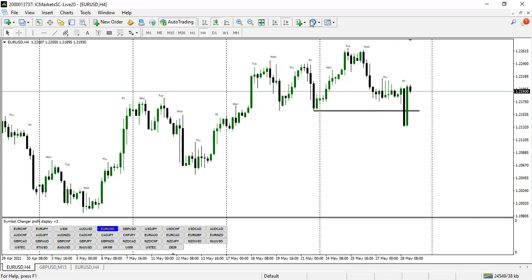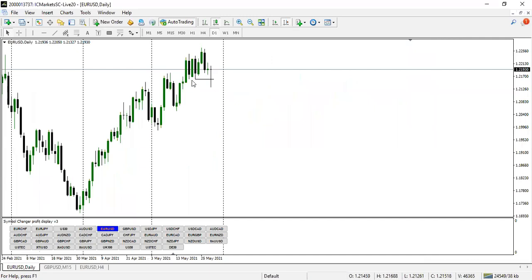So I'm really expecting this pair to go higher. Now on the daily, price is still accumulating up. Price took out liquidity here. This is how it actually closed. So I'm expecting this pair to really go higher.